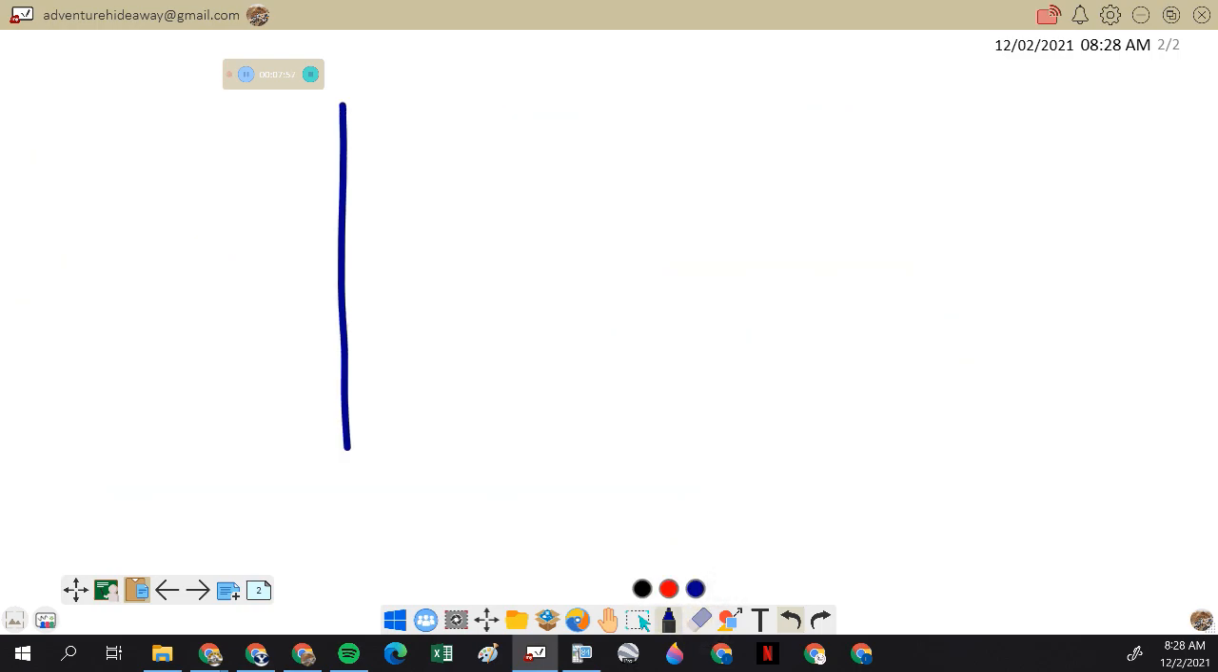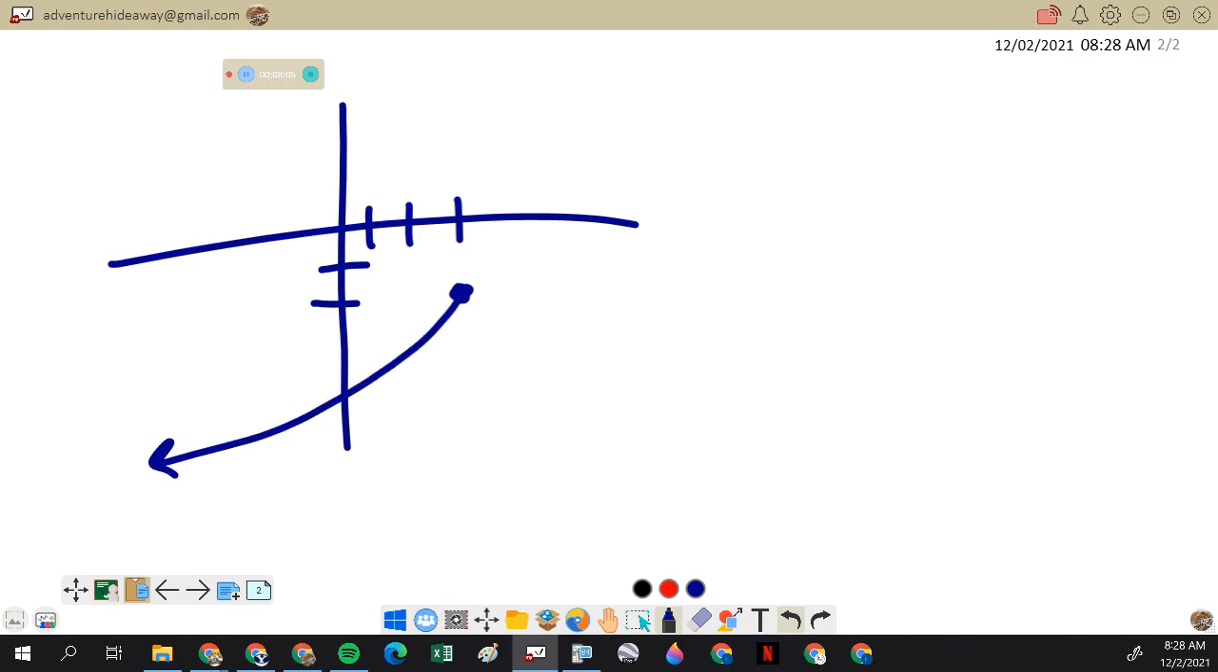What if I had this graph? What would the domain be? So the domain, x is equal to, what's the farthest most left number? Negative infinity. And what is the rightmost number? 3. Infinity gets parenthesis. 3 gets a bracket. Okay?